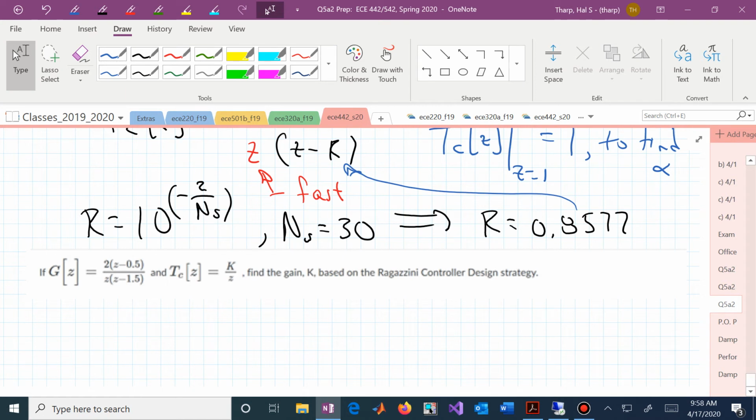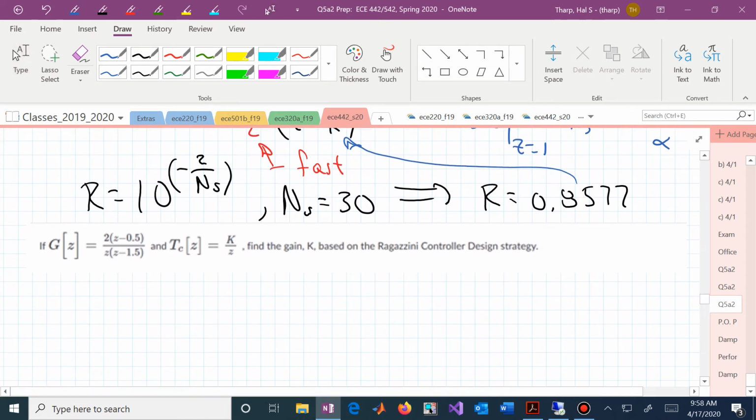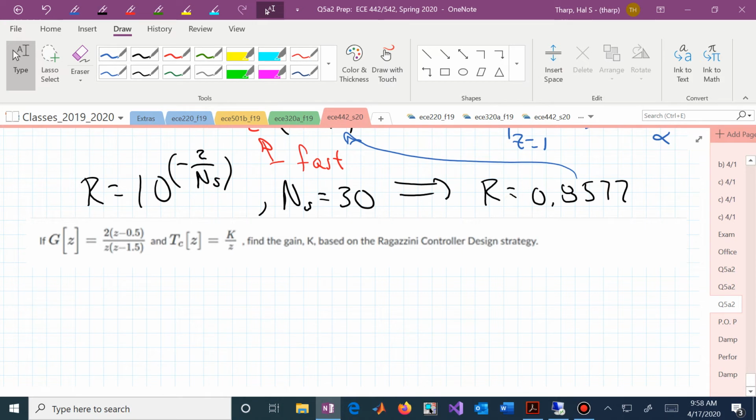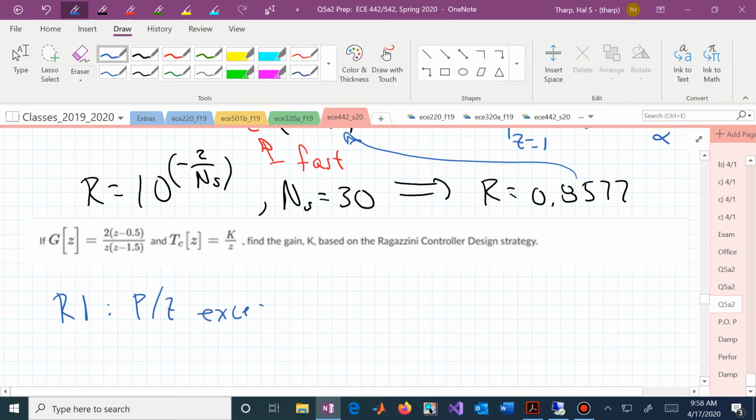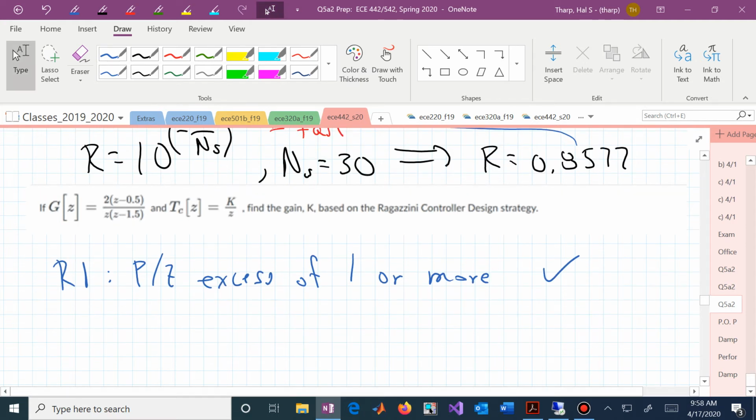Next, if G of Z is equal to this transfer function and T sub C is K over Z, find the gain K in this T sub C of Z based on the Ragazzini controller design. Restriction 1, that says that we have a pole zero excess of 1 or more. Looking at G of Z, G of Z has a pole zero excess of 1. We can have more than that in T sub C of Z. T sub C of Z right now has a pole zero excess of 1, so we're good for restriction 1.